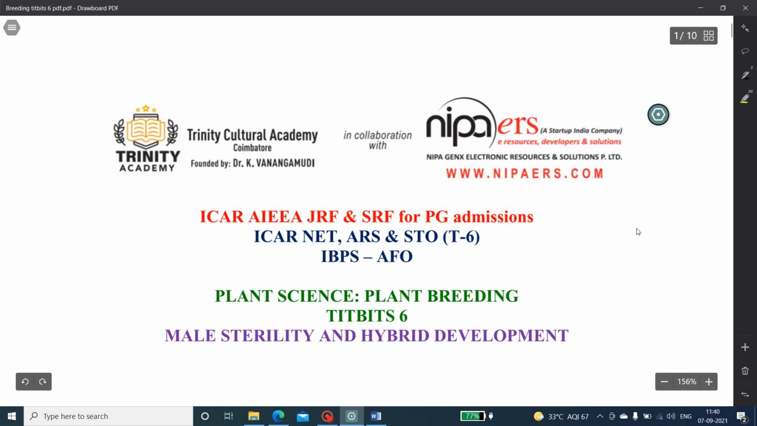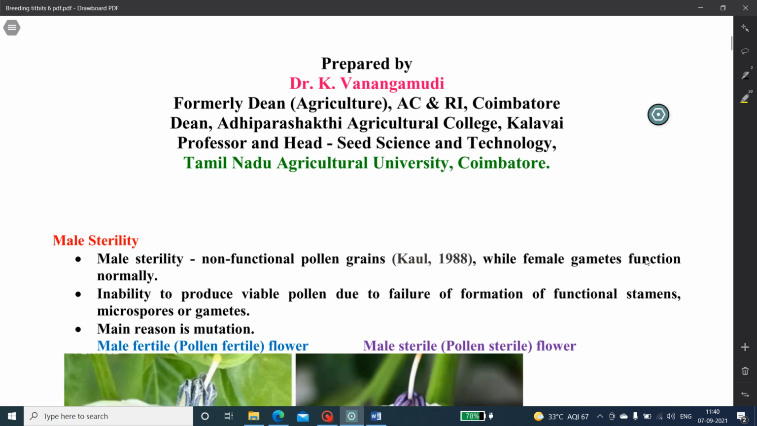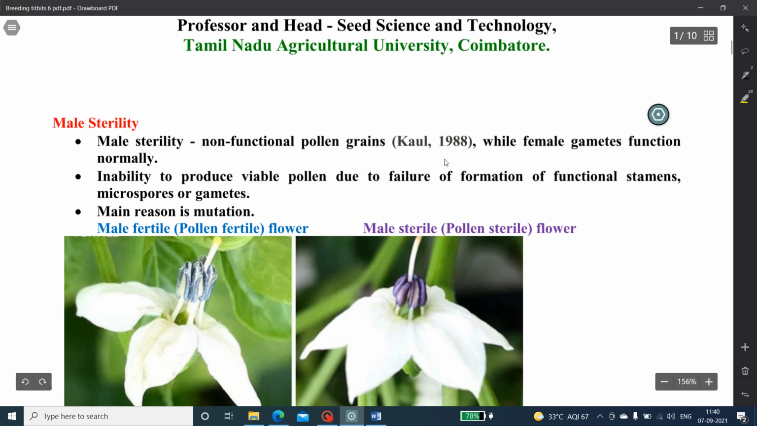The presentation is on male sterility and hybrid development. This comes under plant breeding and genetics, and this is the sixth series of plant breeding. Now we will go through the topics one by one. It is being prepared by me, Dr. Vanangamudi from Tamil Nadu Agricultural University, a retired dean. First of all, we will see what we mean by sterility.